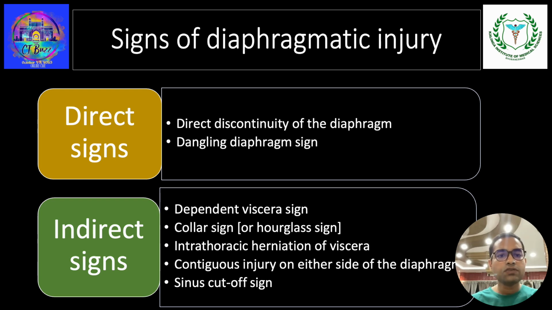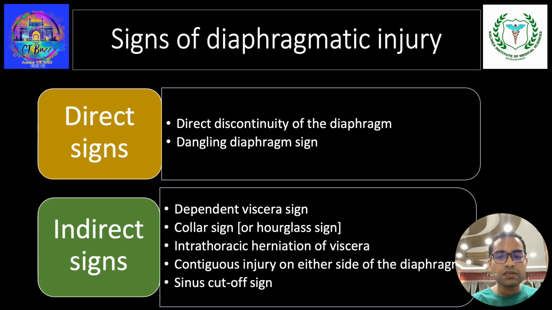Then signs of diaphragmatic injury. The direct signs are direct discontinuity of the diaphragm and dangling diaphragm sign. Indirect signs are the dependent viscera sign: when a patient with a ruptured diaphragm lies supine on a CT examination table, the herniated viscera like the bowel or the solid organs are no longer supported posteriorly by the injured diaphragm and fall to a dependent portion against the posterior ribs. Then the collar sign or the hourglass sign is a waist-like constriction of the herniating bowel viscus from the abdomen into the chest at the site of the diaphragmatic tear, which is classical for diaphragmatic rupture.